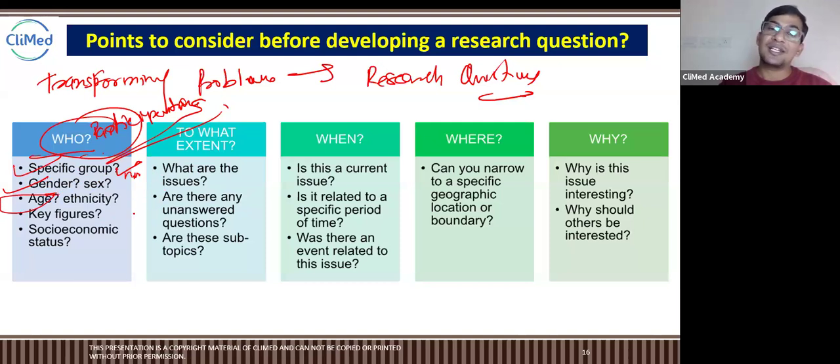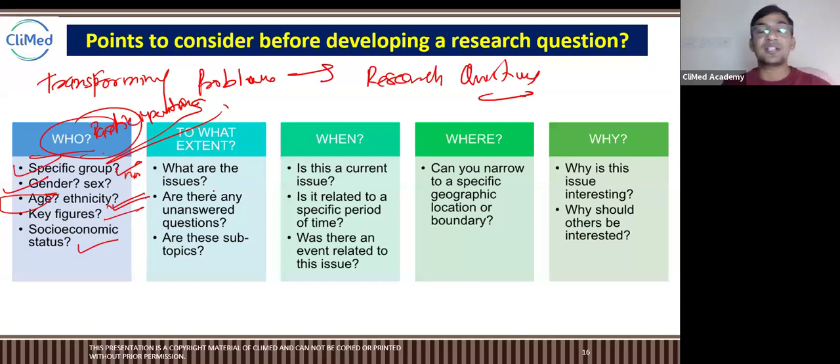You will be taking only kids, adults, or the elderly people. What ethnicity? South Asian, Asian, Indian, South Indian, North Indian, or Caucasian, African, Afro-American, Indo-American, or whatever, Japanese. Your ethnicity should be defined clearly. Okay, the key figures, socioeconomic status.